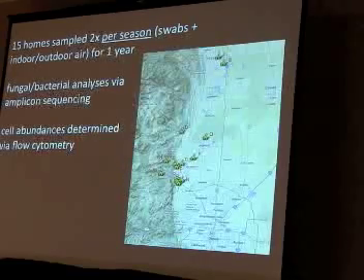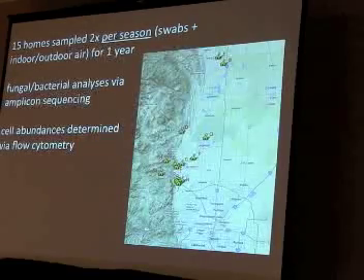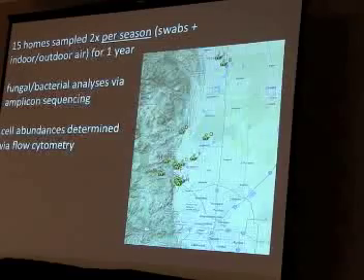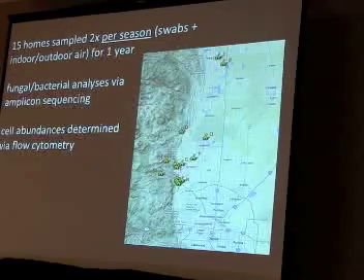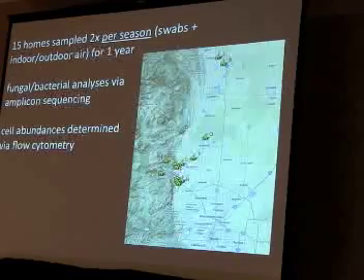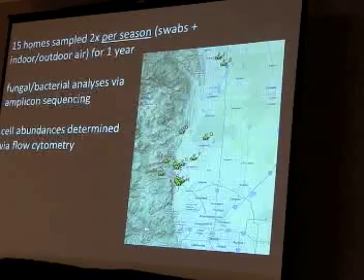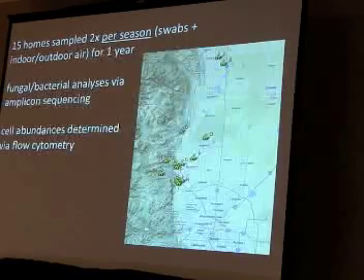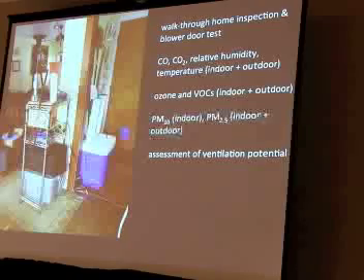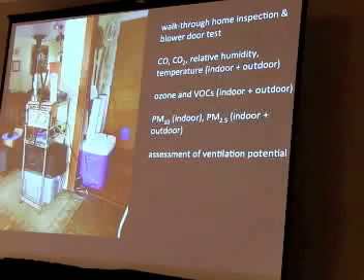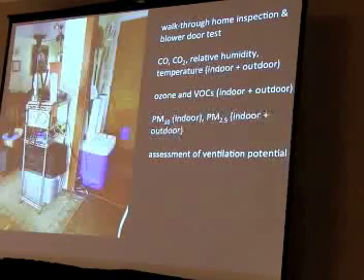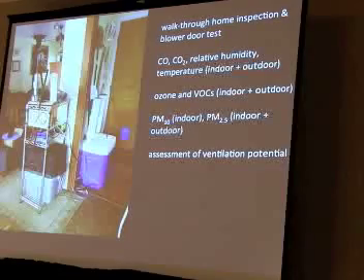And the same type of analyses, we'll be looking at both fungal and bacterial communities by amplicon sequencing. And what's unique is we'll be looking at cell abundances via flow cytometry, at least on the air samples, to get measures of the numbers of cells that we're seeing in these homes. And so there's a long list of analyses that are being done on these homes to characterize the home environment.